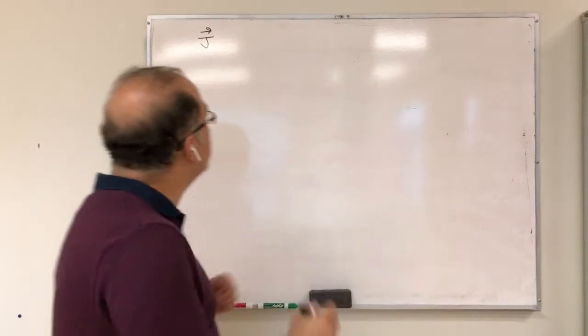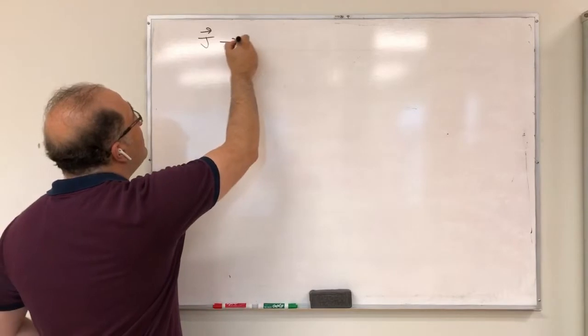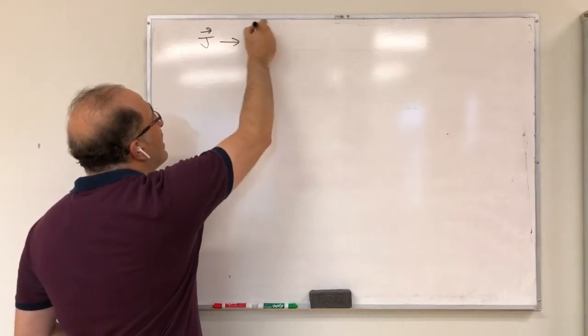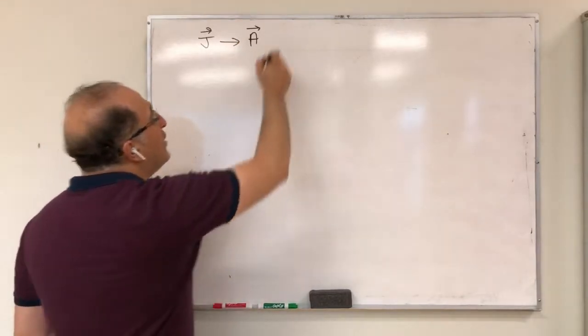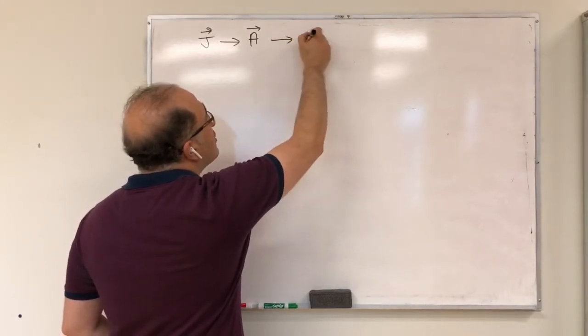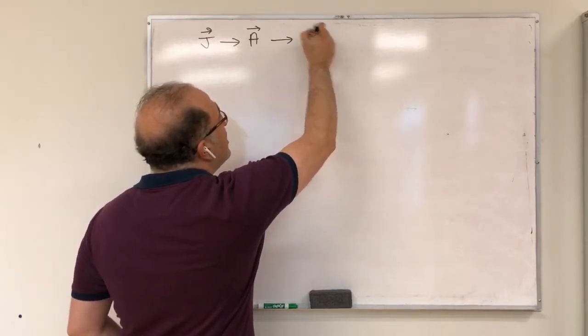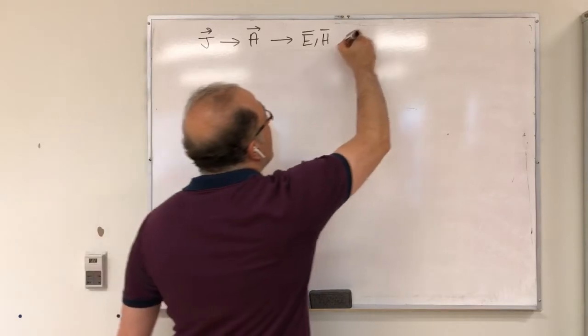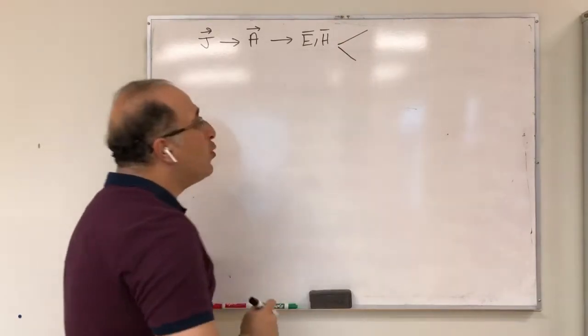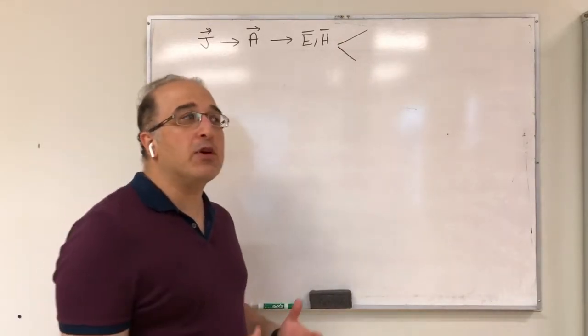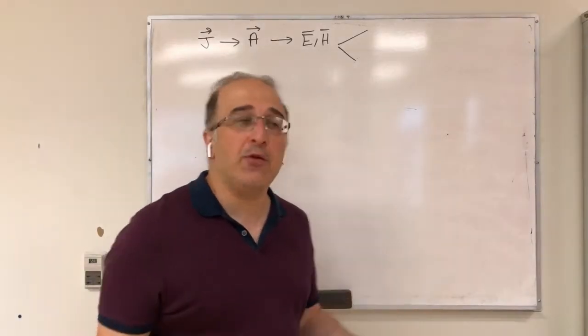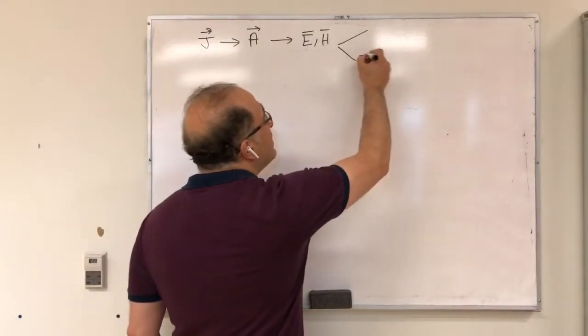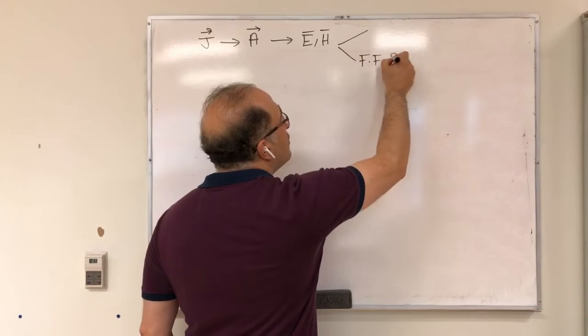So this is the current density that I'm writing here. Then after that, we're finding magnetic vector potential. And knowing magnetic vector potential, we could find E and H. We had two methods of doing that. One of them was more complicated, but it was valid both in the near field and far field. One of them was dedicated to far field zone.